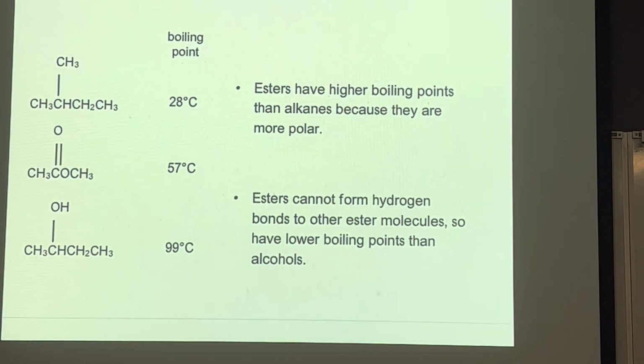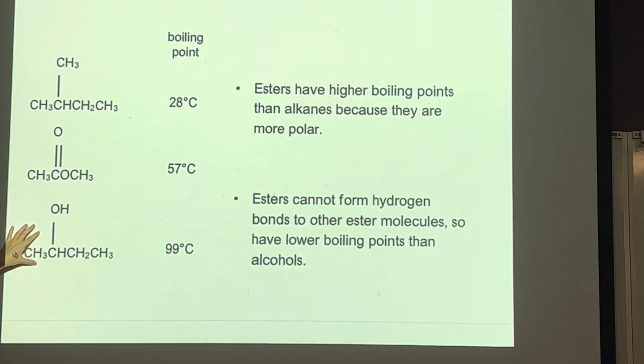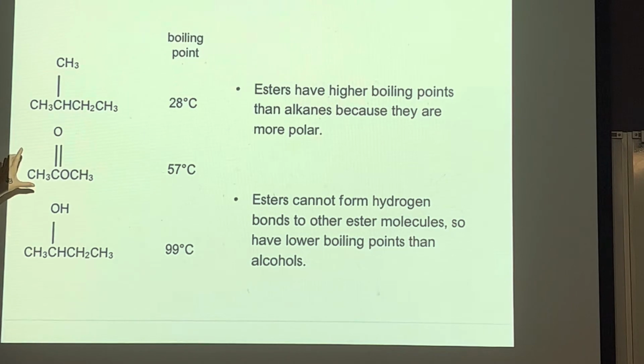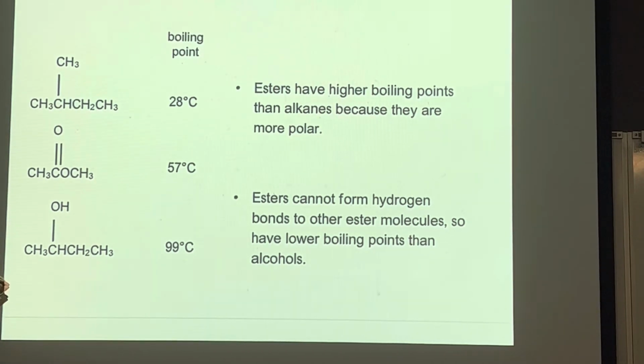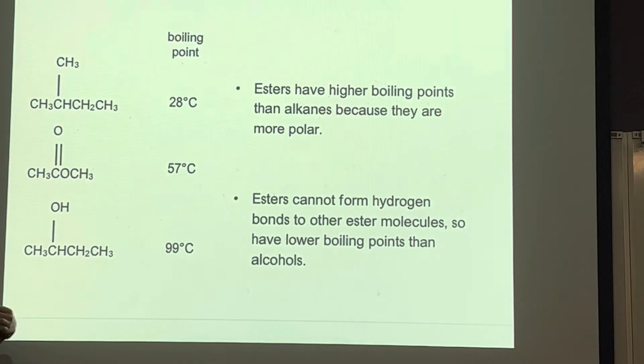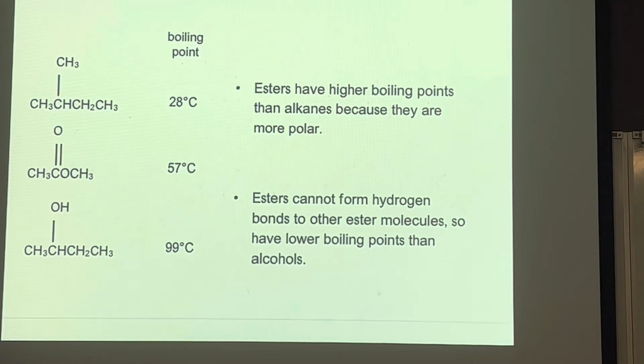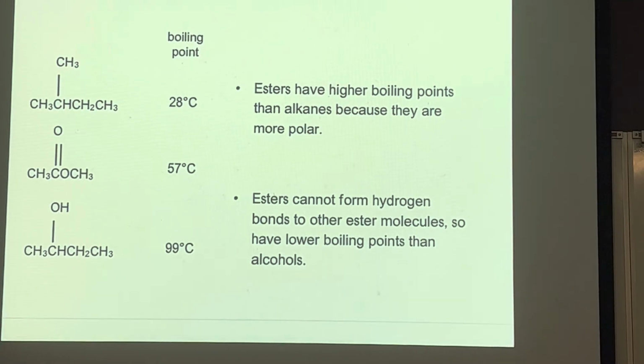So you get a higher boiling point than a regular old alkane because of the dipole-dipole bonding, but you don't get a boiling point as high as something that's doing hydrogen bonding, like an alcohol or a carboxylic acid. The carboxylic acids had two oxygens also, but one of their oxygens had a hydrogen on it, okay? You guys remember that? Are we all right with that? Okay, so kind of in between, because we've got the dipole-dipole bonds, okay?